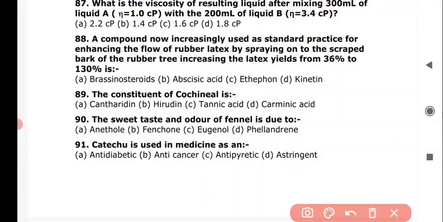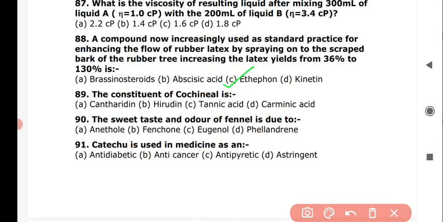Next question is, a compound now increasingly used as standard practice for enhancing the flow of rubber latex by spraying onto the scraped bark of the rubber tree, increasing the latex yields from 36% to 130% is, and the correct answer is option C, ethephon.